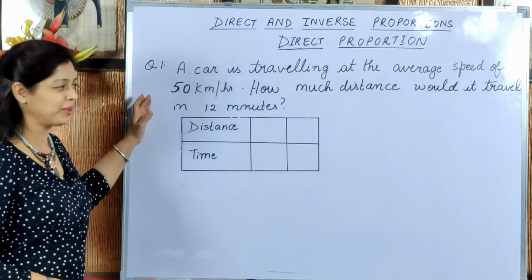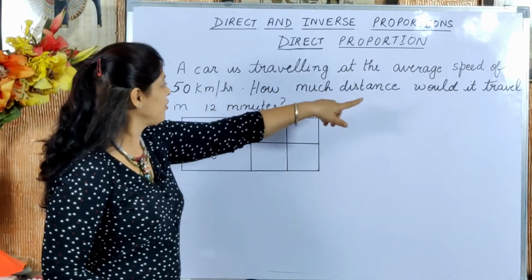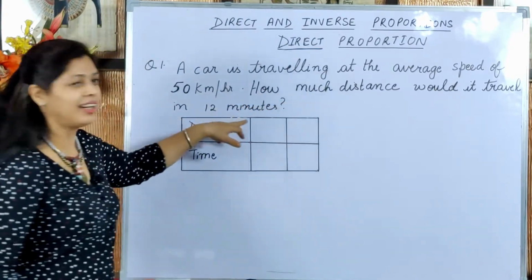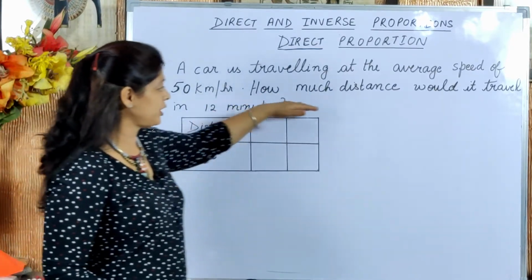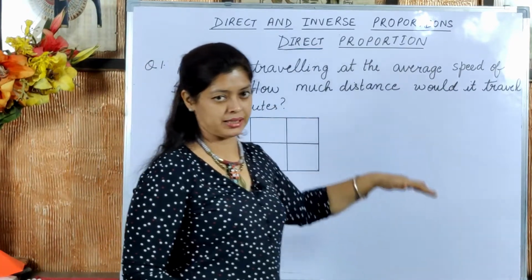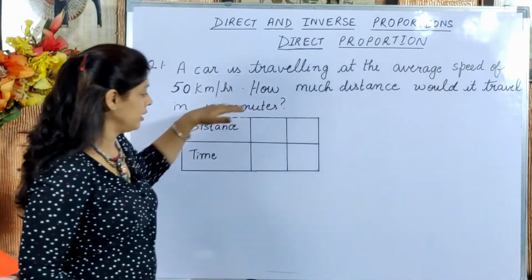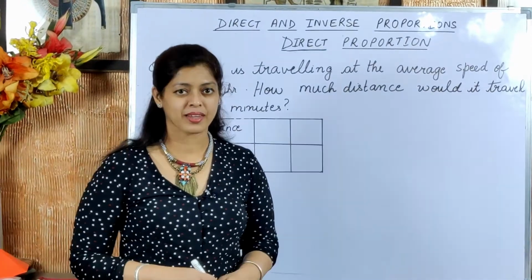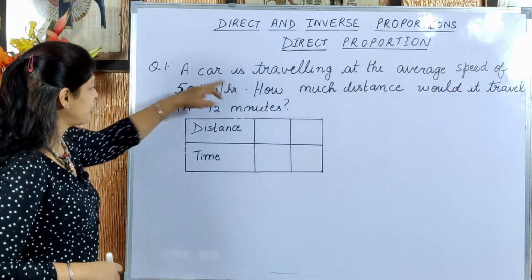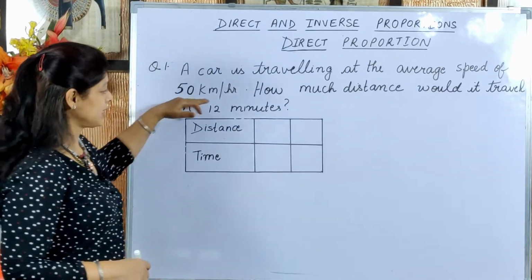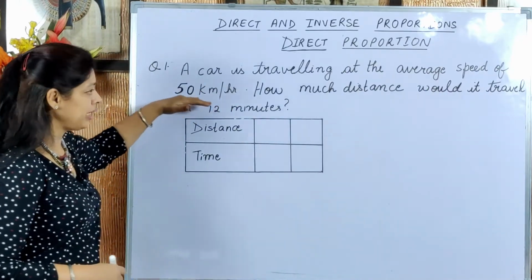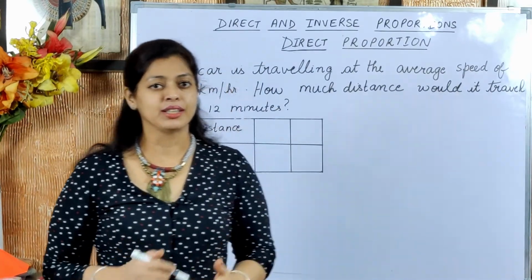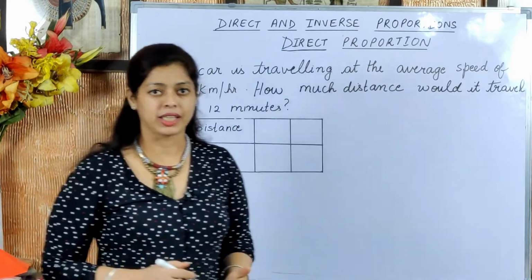So here we have an example. A car is traveling at the average speed of 50 kilometers per hour. How much distance would it travel in 12 minutes? So here the two things being compared are the distance and the time. They are asking us how much distance the car will travel in 12 minutes. If you see this 50 kilometers per hour, it is not just one thing given to us. It means that the speed is constant here. The car is covering a distance of 50 kilometers in each hour.